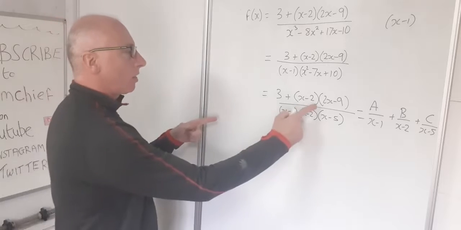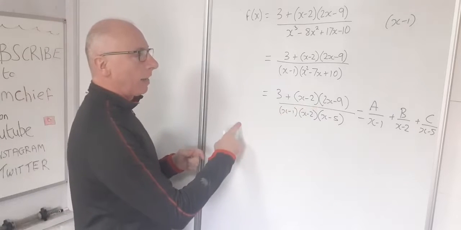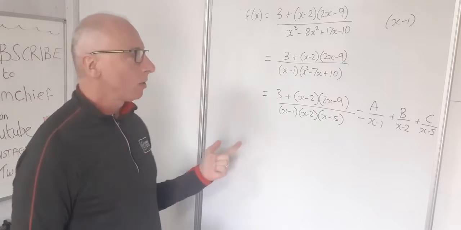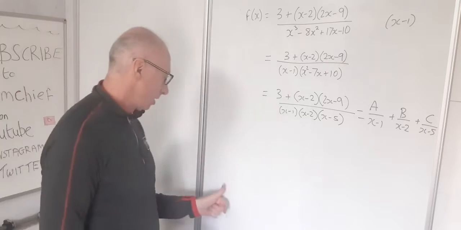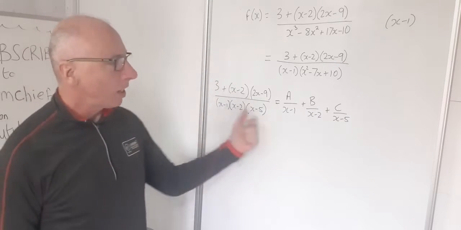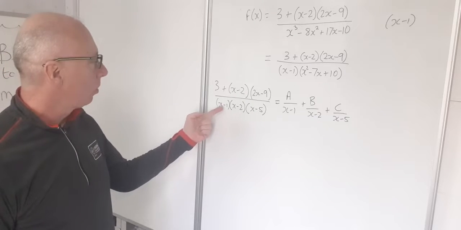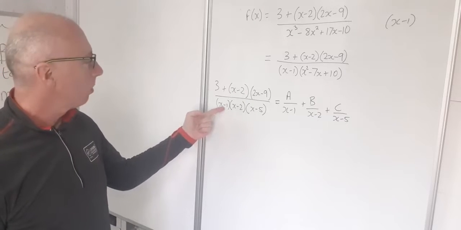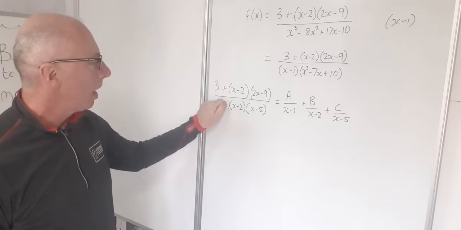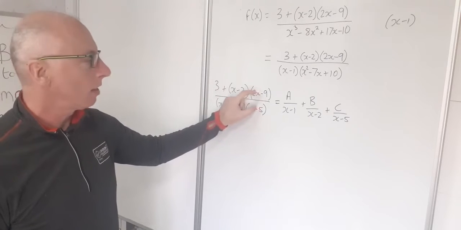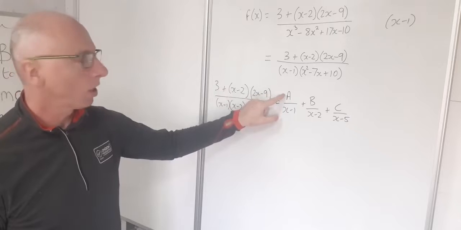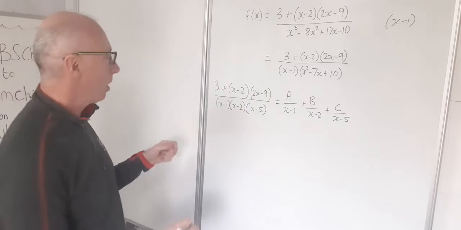So I'm going to rewrite this fraction here, and then what we can do is plug in each of the values and see what we get. Okay, so now we've got our setup ready for the Heaviside cover-up method. Let's start off first of all with x equals 1. If x equals 1, this one will disappear, and then plug in 1 into all of these, and it will give us our value for our coefficient of a. So let's go straight into that.